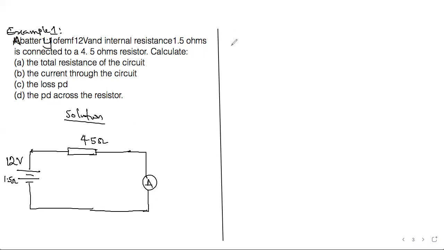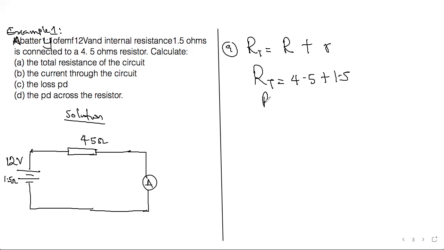So this is easy. The first part, total resistance, R total will be the resistance that is connected to it in series plus the internal resistance that we have there. And that will be 4.5 plus 1.5. So the total resistance in the circuit will be 6 ohms. See, that's easy enough.